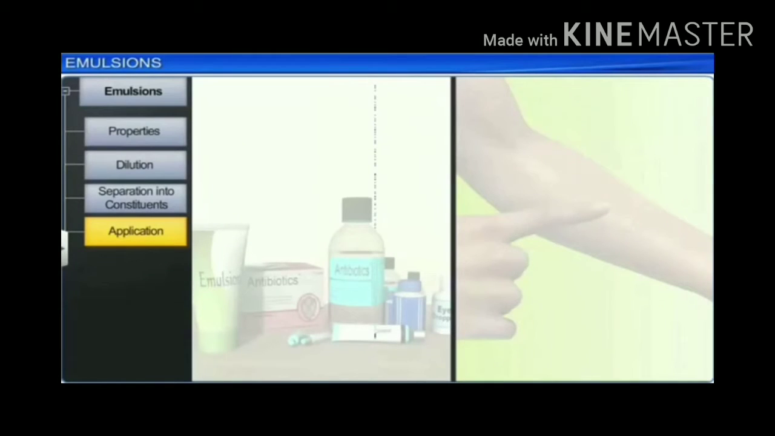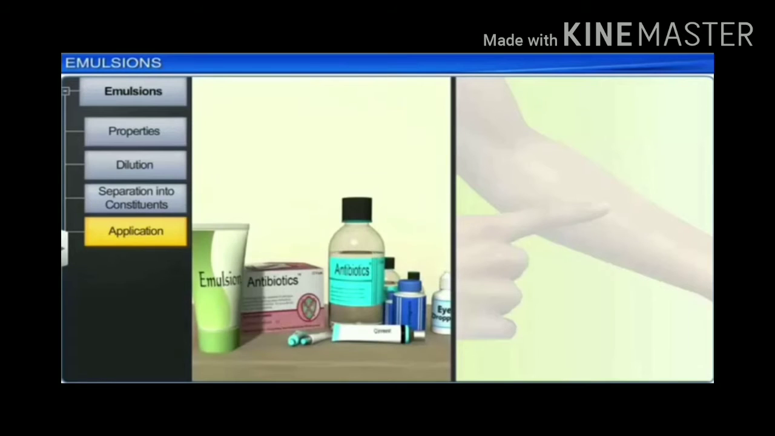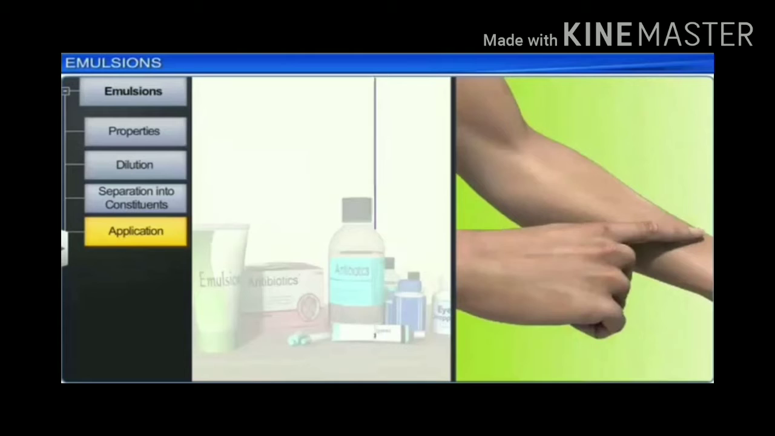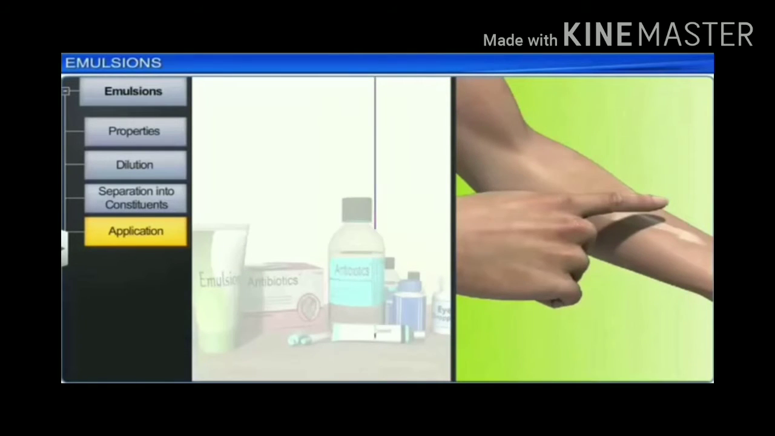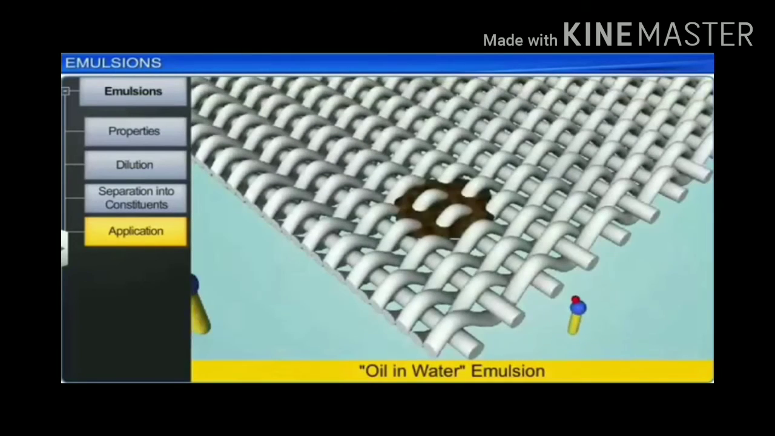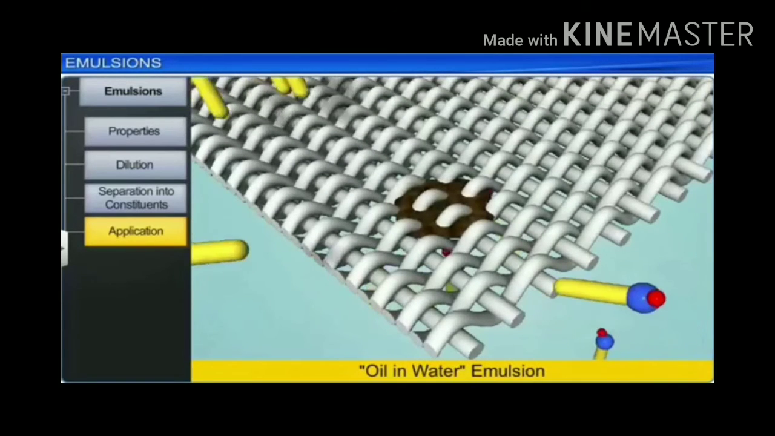Finally, let's see some important applications of emulsions. A large number of pharmaceuticals in the form of lotions, creams and ointments, which are oil and water or water and oil type of emulsions, are prepared to facilitate easy absorption by the body. The cleansing action of soap is based upon the formation of an oil-in-water emulsion.